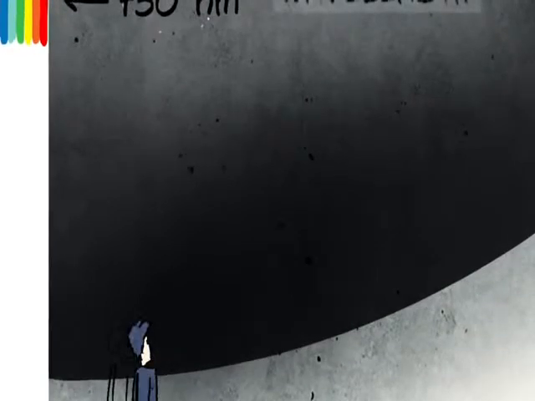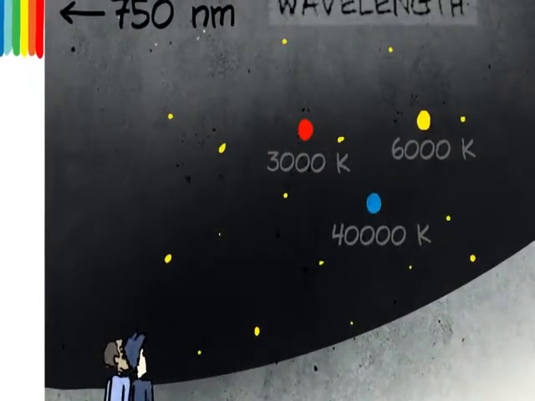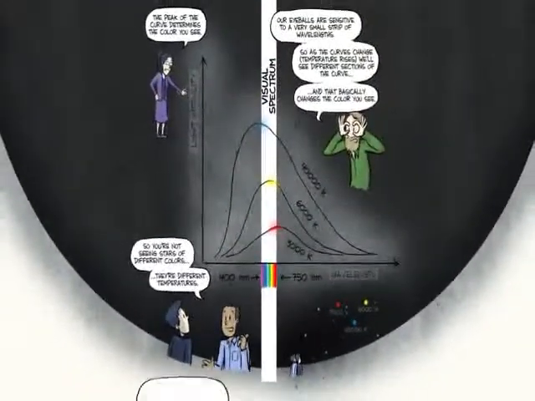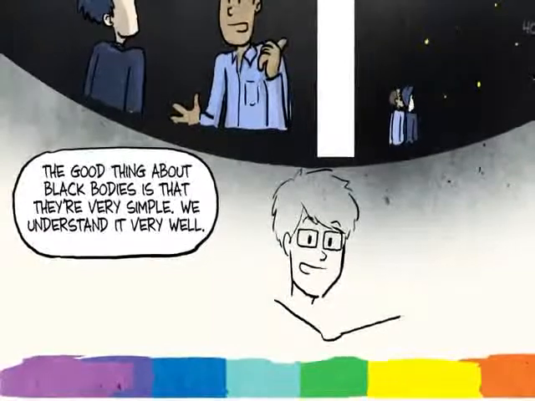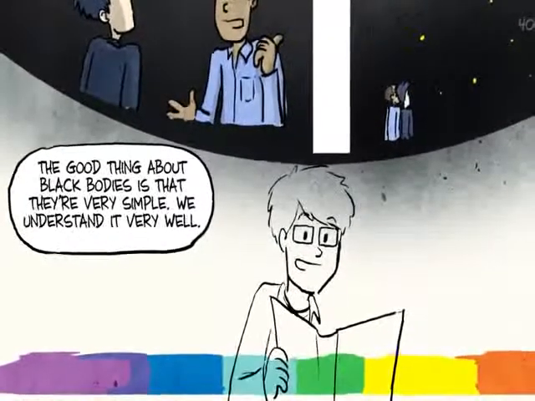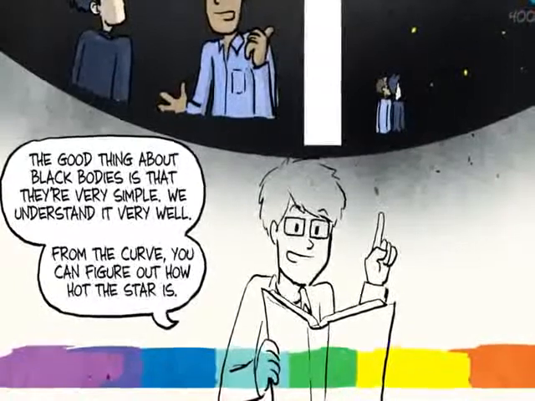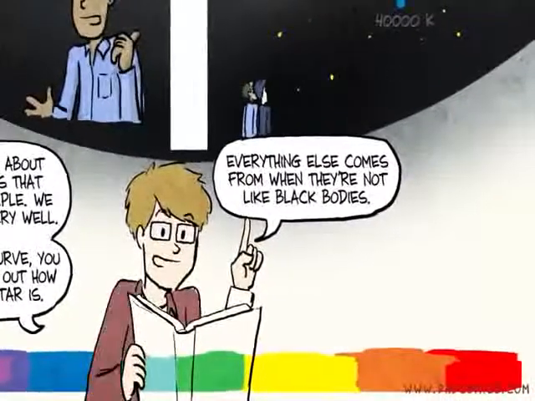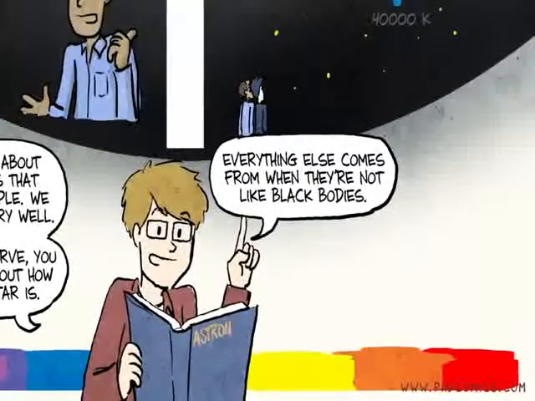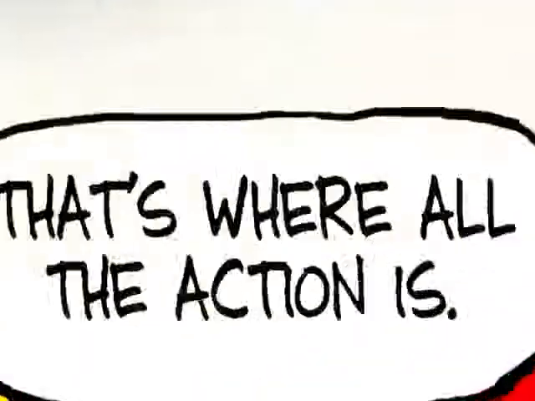So when you go out and look at the night sky and you see a red star over there, you're seeing a cool star. You look over there, you see a blue star, you're seeing a very hot star. The good thing about black bodies is that once we understand them, they're very simple. This curve that we see from a star, we can understand it very well. You can figure out the temperature of the star, and that's it. Everything else we know about these stars comes from when they're not black bodies. This is astrophysics at its most basic. The deviations away from it is where all the action is.